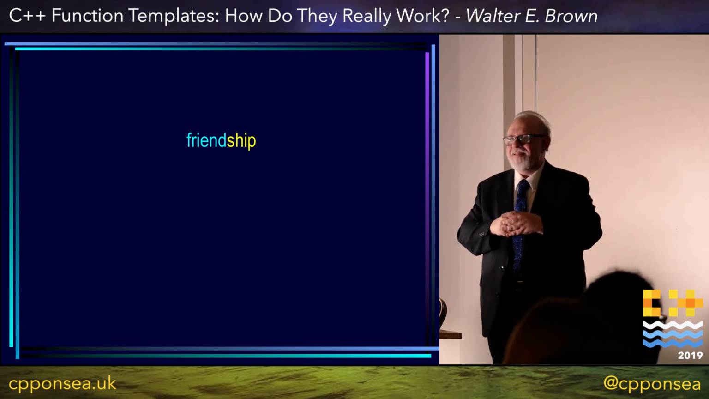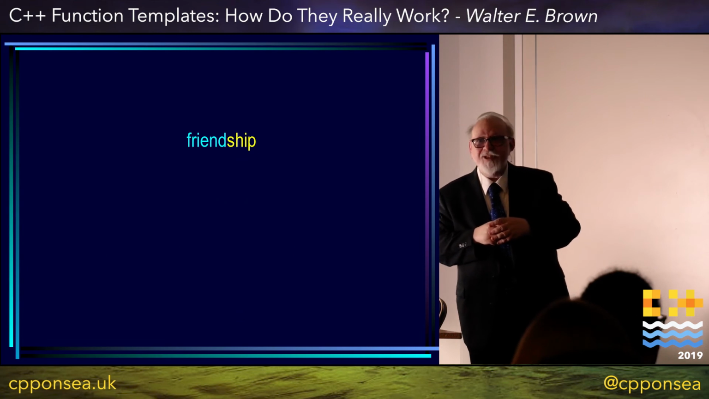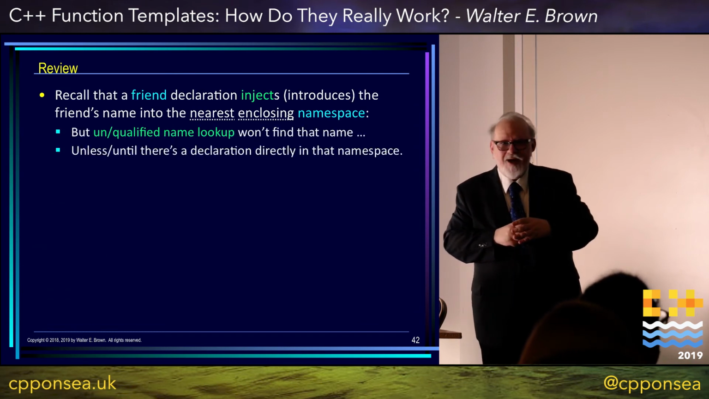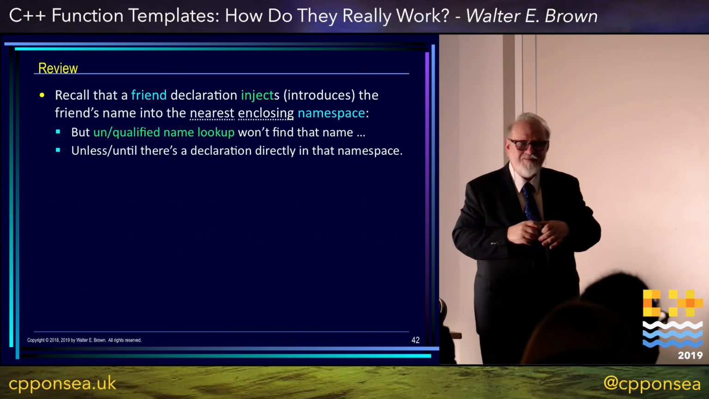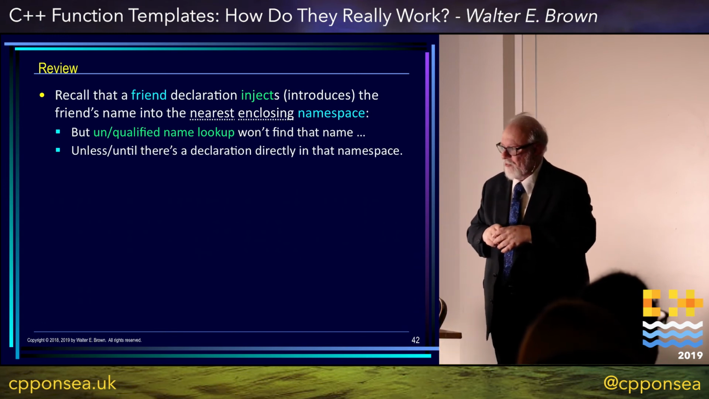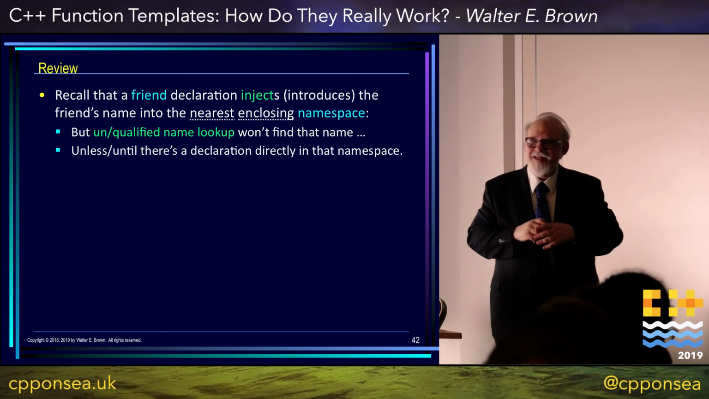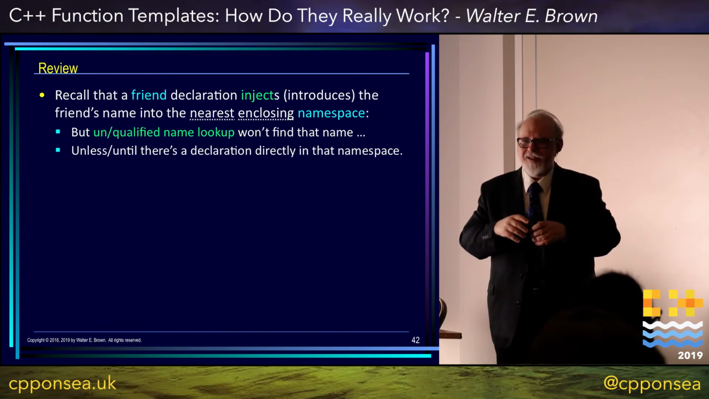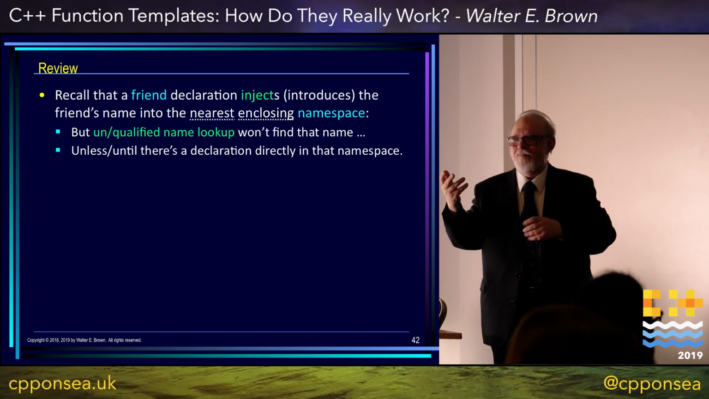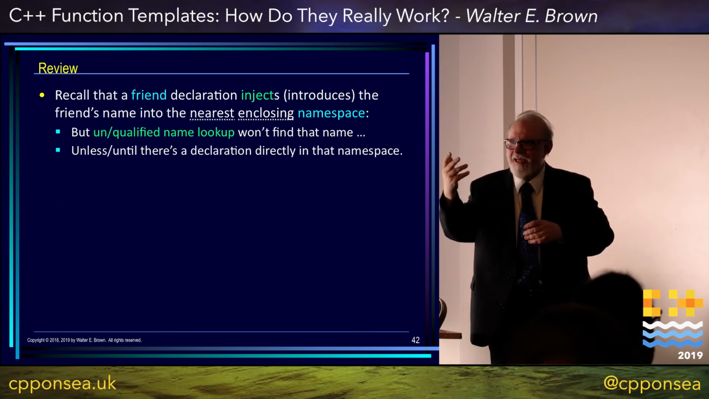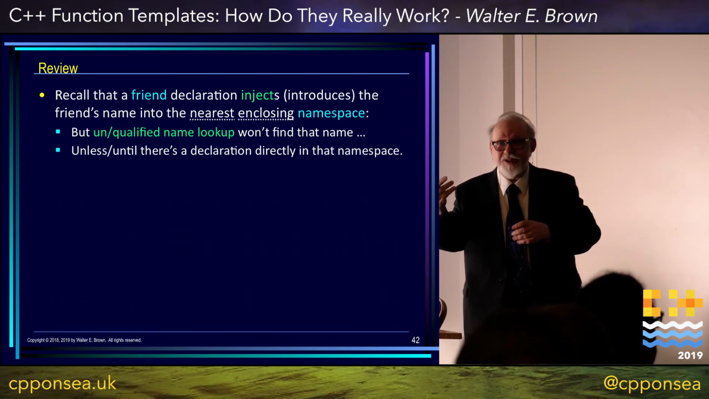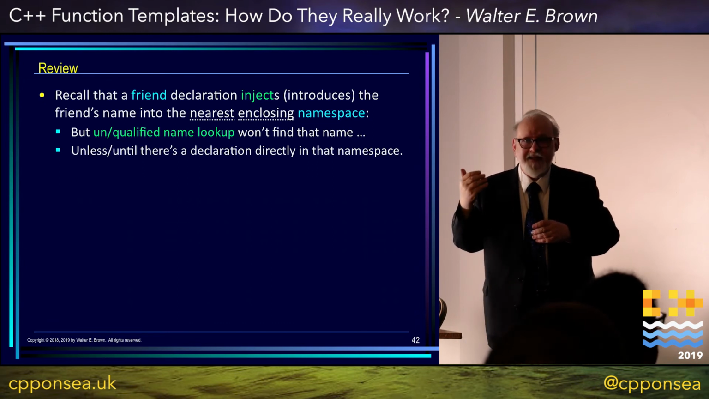All right, friendship. Friendship is the strongest possible relation that you can have between types and functions. Now, recall how friendship really works. I've discovered that not all programmers understand this very well. If you write a friend declaration, you're writing the declaration in the middle of a class, but what you're declaring is not a member of the class. So where is that thing that you're declaring? It's not in the scope of the class. Can't possibly be. It's not a member. Where does it go? It goes into the nearest enclosing namespace.